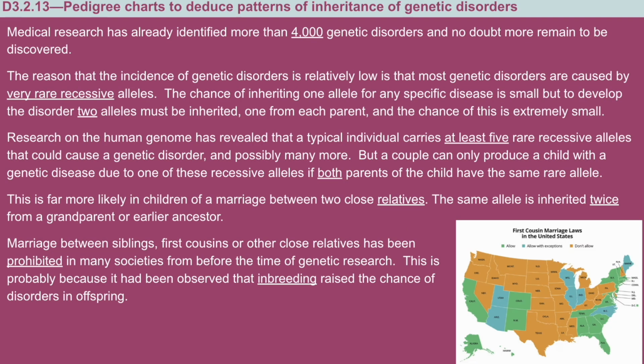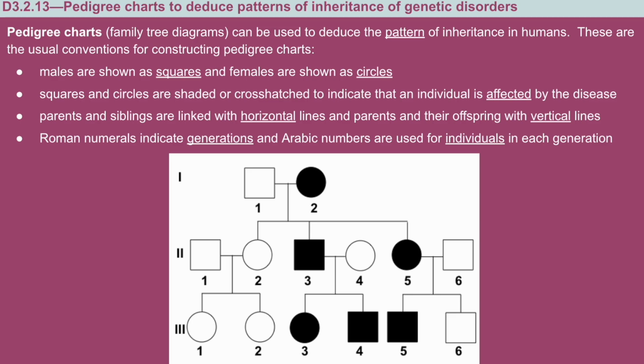All right, so medical research has already identified more than 4,000 of these genetic disorders, and we can track them using pedigree charts, these family tree diagrams, and there are some standard conventions, including that males are shown as squares, females are shown as circles. Anything that is shaded or crosshatched indicates an individual affected by the disease. Parents and siblings are linked with horizontal lines, parents and their offspring with vertical lines. Roman numerals indicate different generations, and then these Arabic numbers are used for the individuals in each generation.